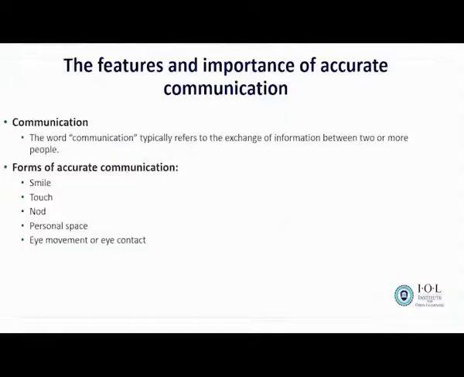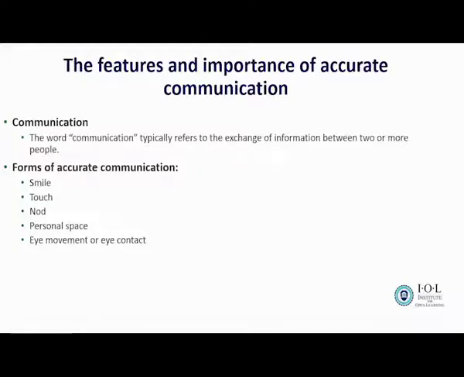So among the forms of accurate communication, we have a smile, even a touch. If somebody is not feeling well, you touch them, they'll know that you are there for them. Or even just a handshake, which is a form of touch. The person will know you are greeting, so that is also a form of accurate communication. Also, when you nod, you can give a signal to a person. When you nod, whether you say yes or no, it's also a form of communication.